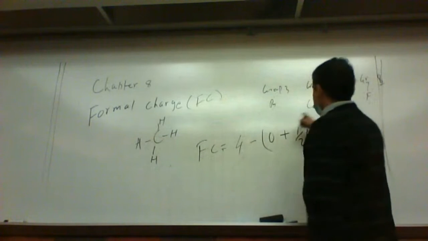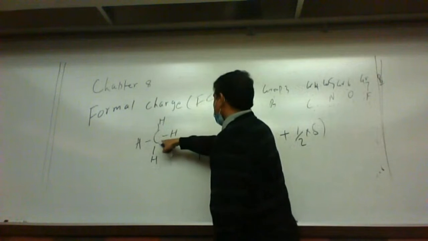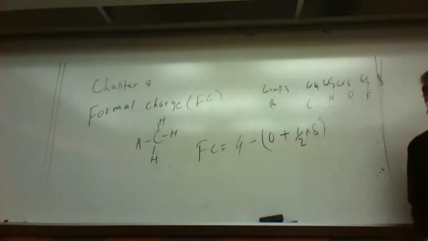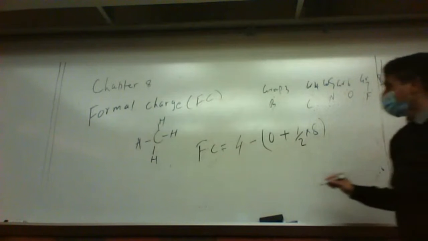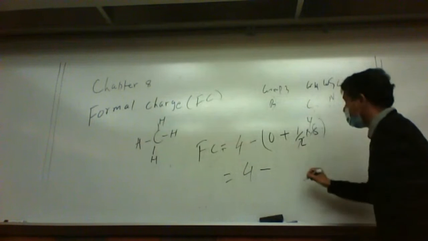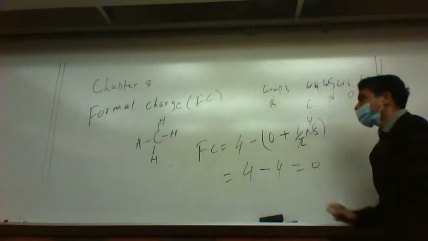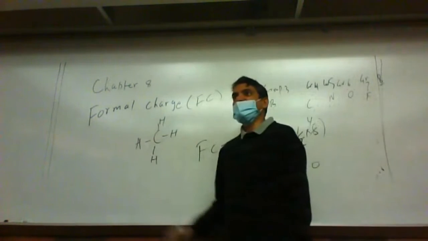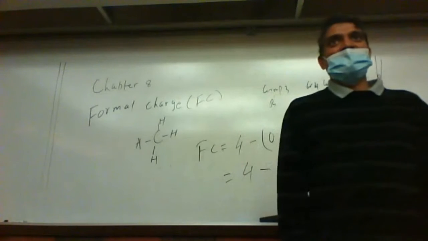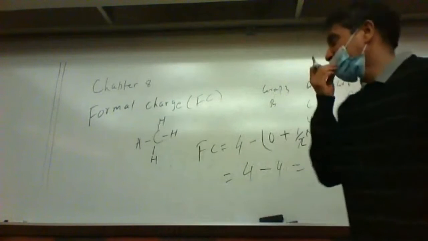And then the 4 is how many electrons carbon has in its valence shell? 1, 2, 3, 4, the outermost shell. So like this. Now calculate: 4 minus 4 equals 0. So the formal charge on carbon is 0 in this compound. This carbon doesn't have any charge. Make sense? No plus, no minus.